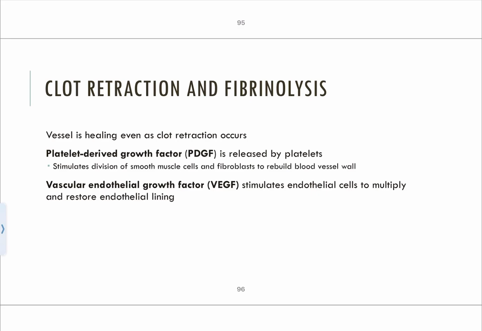So 2 things that we need: platelet-derived growth factor, or PDGF. This is going to be released by the platelets themselves. And PDGF is going to come in and basically stimulate those smooth muscle cells to undergo division so we can produce more, and also is going to stimulate fibroblasts to help come in and rebuild the blood vessel wall. We also need VEGF, which is vascular endothelial growth factor. And the whole purpose of this is to stimulate the endothelial cells to multiply and restore the endothelial lining. So 2 really important things that we need in order to form and rebuild that blood vessel wall.